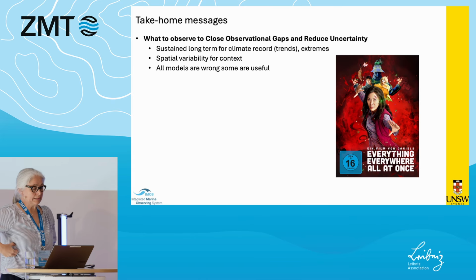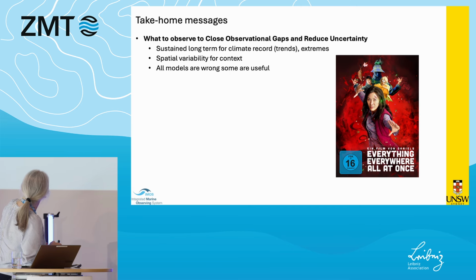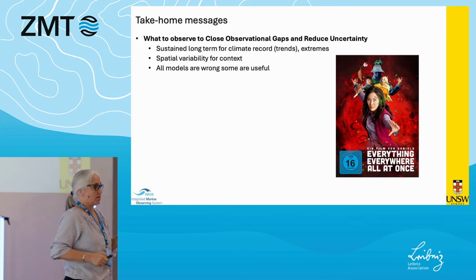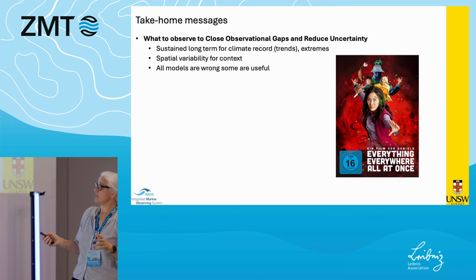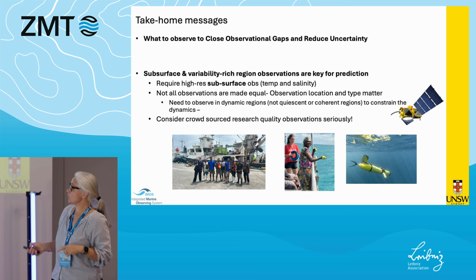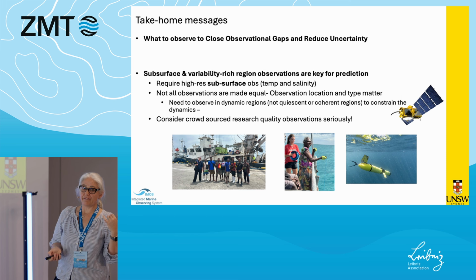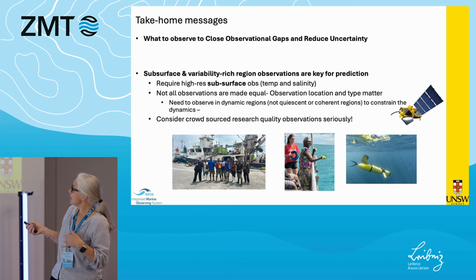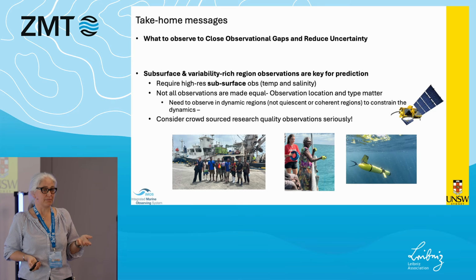So in summary, what to observe? To close our observational gaps and reduce uncertainty, we need sustained long-term observations for the climate record, so Argo and moorings is really fundamental. We need spatial variability for context, and just remember that all models are wrong, but some are useful. Some are more useful than others. We need our subsurface, and we need it in variability-rich regions, right? So temperature and salinity. Observation location and type matter. Not all observations are made equal, all right?